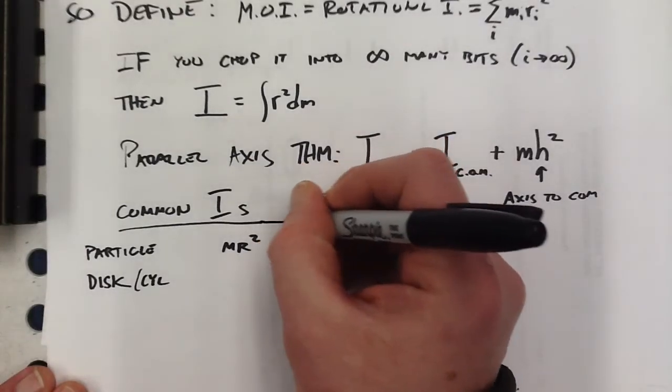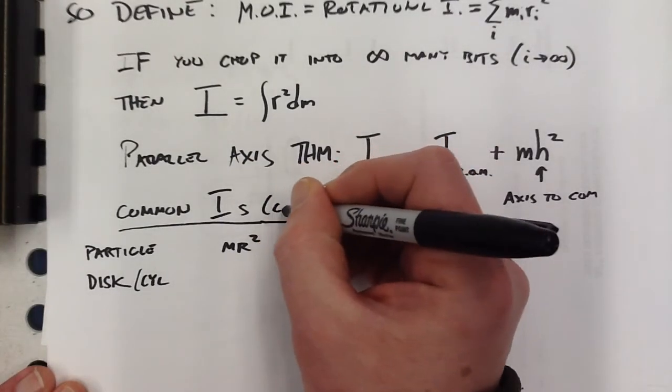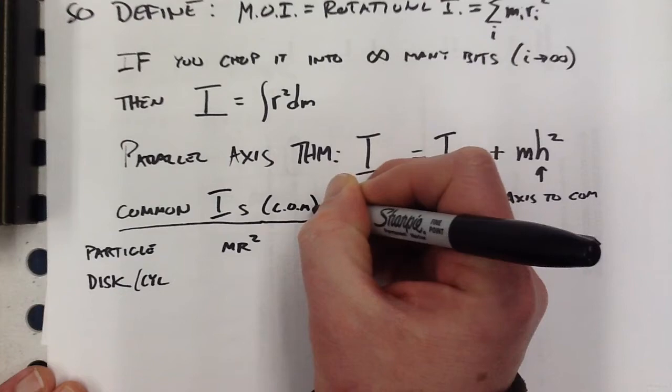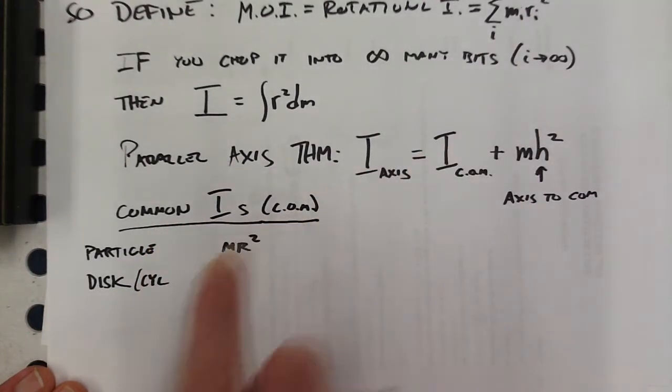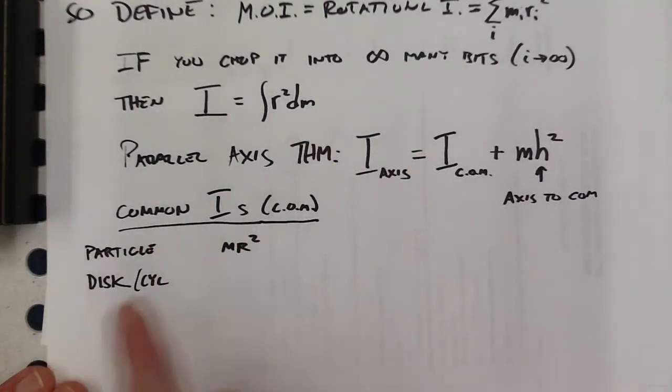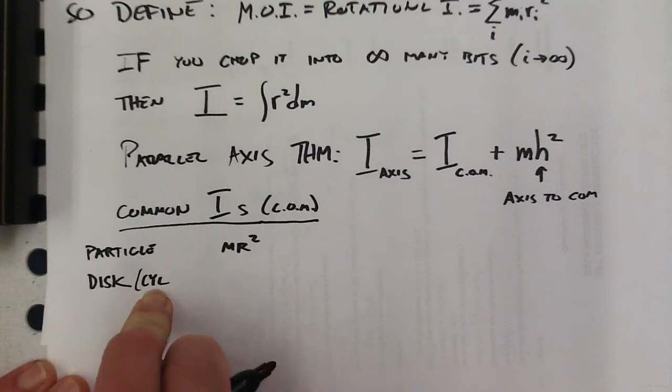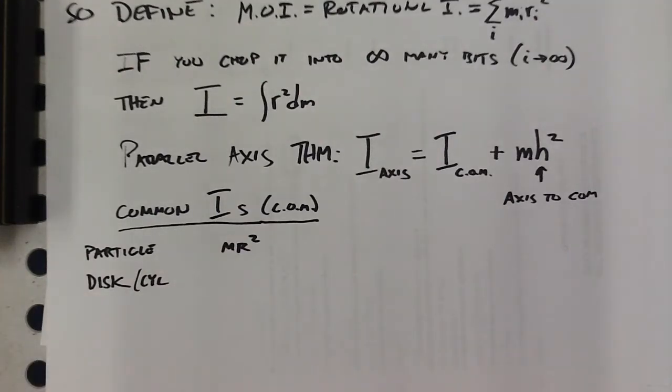And these are all, we're assuming that for all of these objects the axis is going through the center of mass. Of course, with the particle, the center of mass is the particle. But for a disk or cylinder, we're talking about an axis that goes through the center of mass.